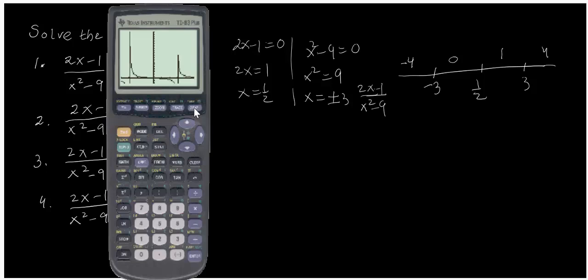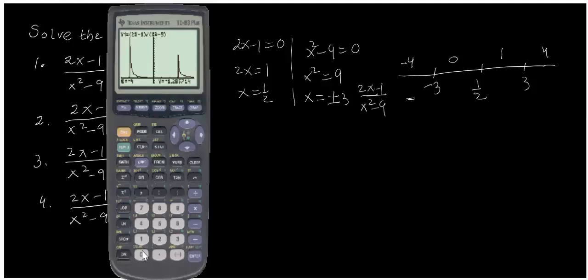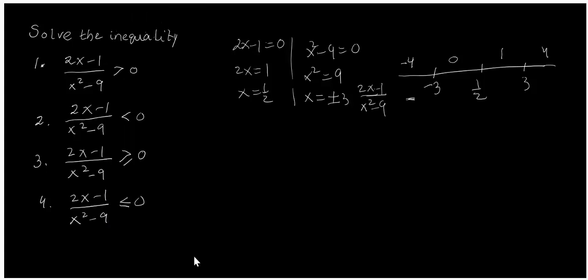Okay, so we'll test the value of this expression at -4. You can just hit trace and then put -4. You can see that your answer is negative. So we put a negative sign here. And then you can trace the same way at 0. That gives me a positive answer. So put a plus here. Same way, if you test for 1, you get a negative sign. And for 4, you get a positive sign.